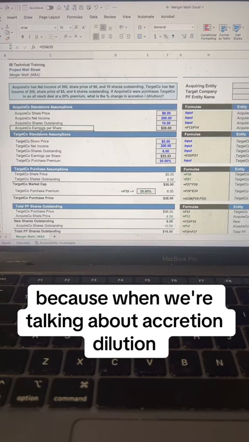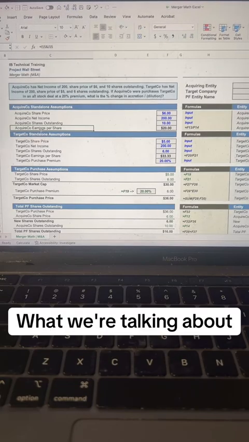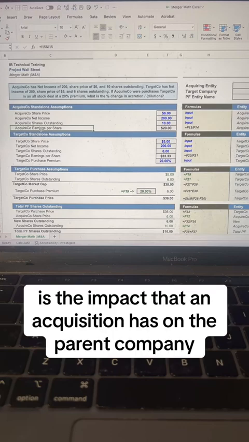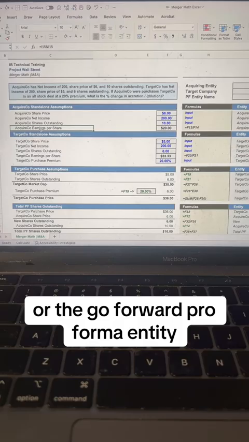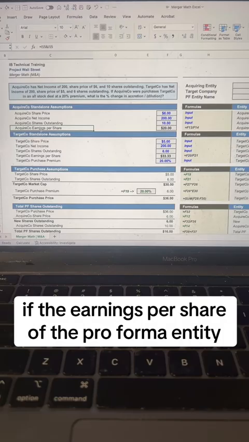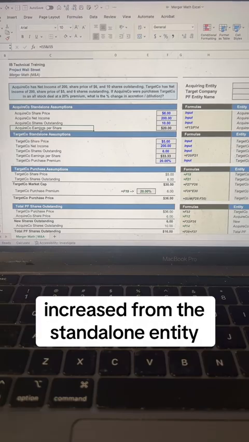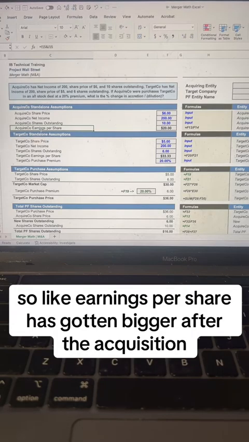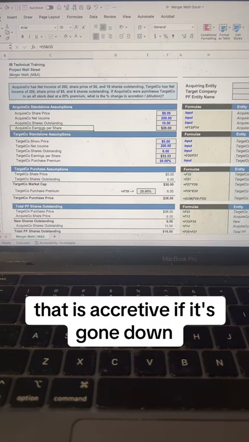Because when we're talking about accretion dilution, what we're talking about is the impact that an acquisition has on the parent company or the go-forward pro forma entity. If the earnings per share of the pro forma entity increased from the standalone entity, so earnings per share has gotten bigger after the acquisition, that is accretive.